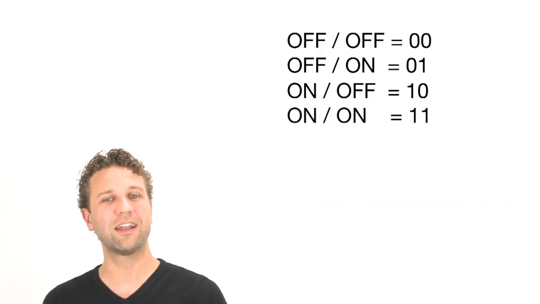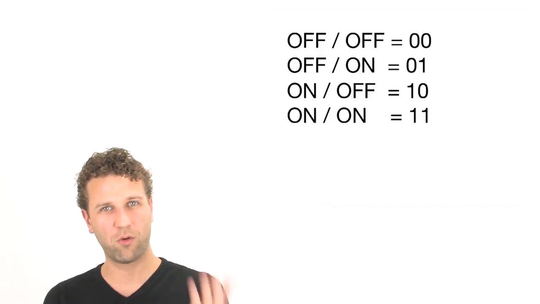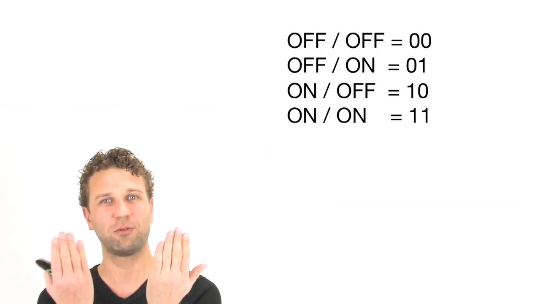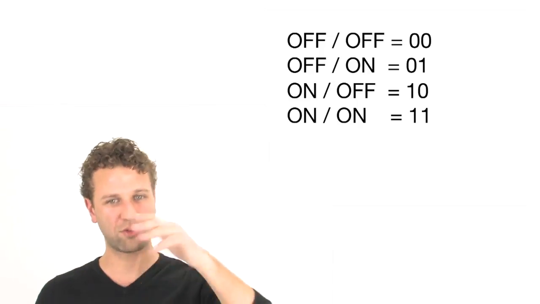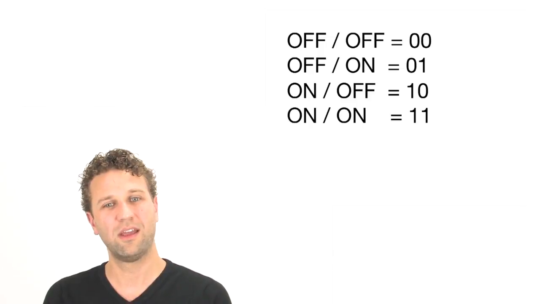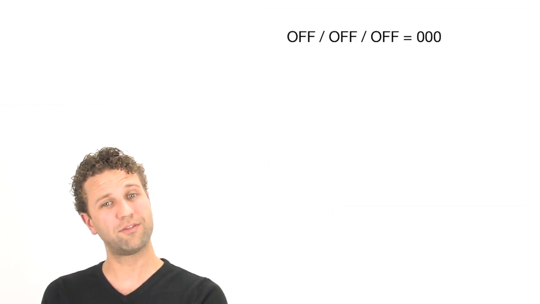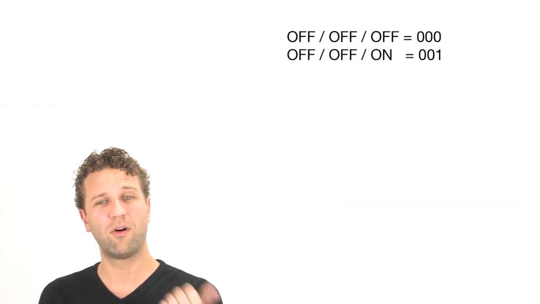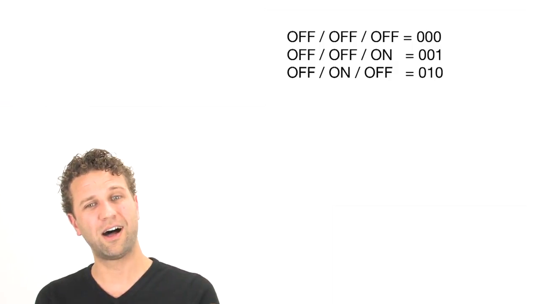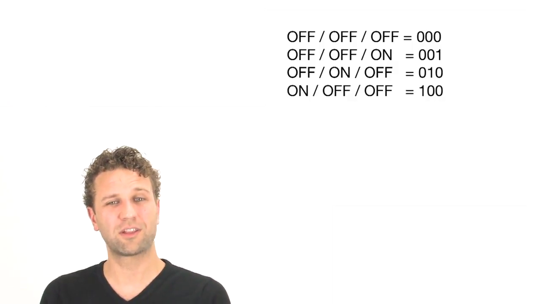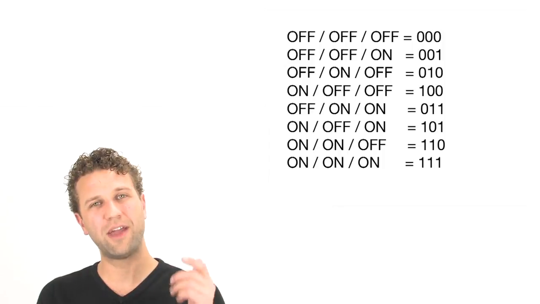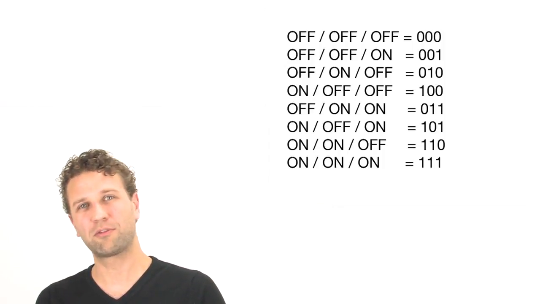So how many did we get out of that? We actually had 4 possible numbers by putting two switches next to each other and then turning them on and off in different combinations. So how about 3 switches, 1, 2, and 3? Well, I don't have 3 hands. We have many more combinations when we do 3. In fact, as you can see, we have off, off, off, off, off, on, off, on, off, and so on. You get the picture. And we have 8 combinations from 3 switches.